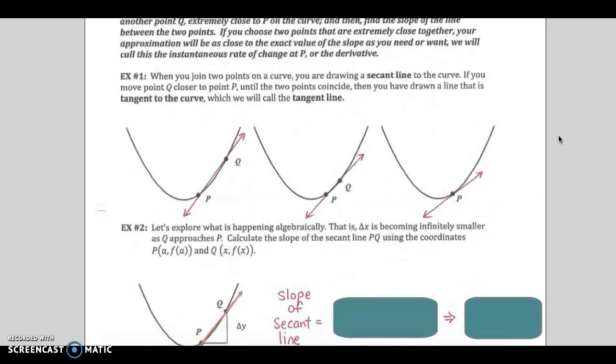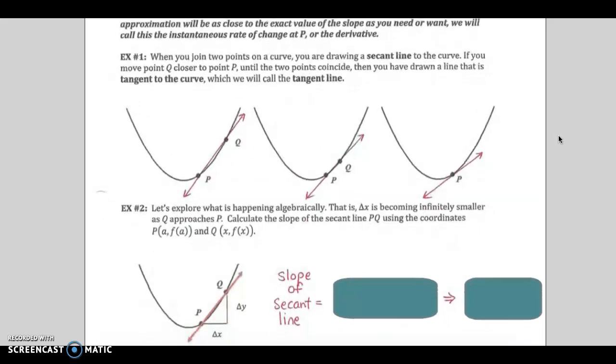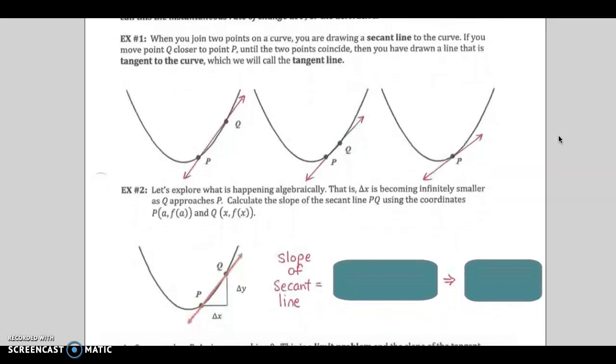So example 1: when you join 2 points on a curve, you're drawing a secant line to the curve. If you move point Q closer to point P until the 2 points coincide, then you have drawn a line that is tangent to the curve, which is our tangent line. So in this first one, if you connect those two dots, that gives you a secant line. Move it a little closer, that's still a secant line, it's still 2 points. Then move Q to where it is P, and we just have 1 point. That's our tangent line.